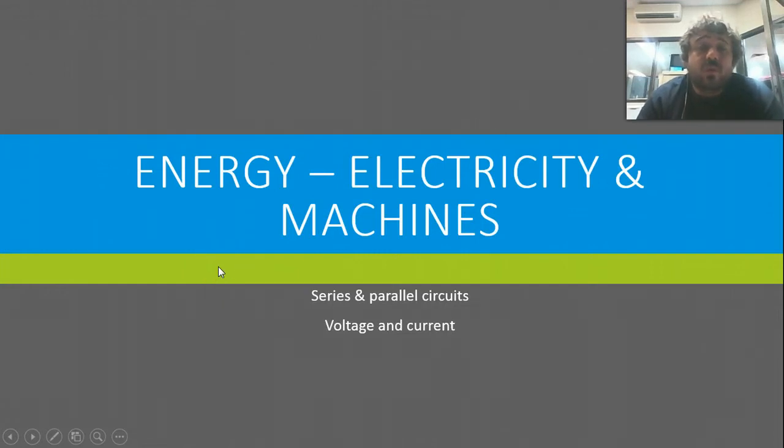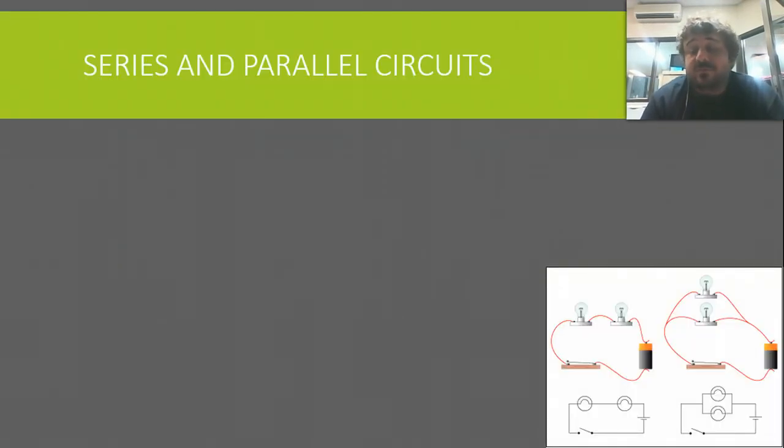Alright, so we are now going to talk about two particular types of circuits. As well as that, we're going to talk about what voltage is and what current is. Okay, so series and parallel circuits. That's the two we're going to talk about today. Now, basically, all circuits are either series or parallel. If we're being honest, most circuits that are used in modern homes, etc., are actually a combination of both.